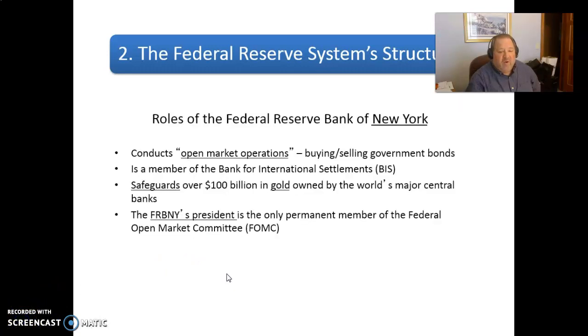The Federal Reserve Bank of New York has additional responsibilities. They are the bank that conducts all the open market operations, the buying and selling of government bonds. Originally, all that was done on Wall Street, so being physically present near the markets was important. Now, with electronic trading, it's not as important, but the Federal Reserve Bank of New York has stayed in charge of open market operations. They're a member of the Bank for International Settlements committee, and they safeguard all $100 billion in gold owned by the world's major central banks. The New York Fed's president is the only permanent member of the FOMC.